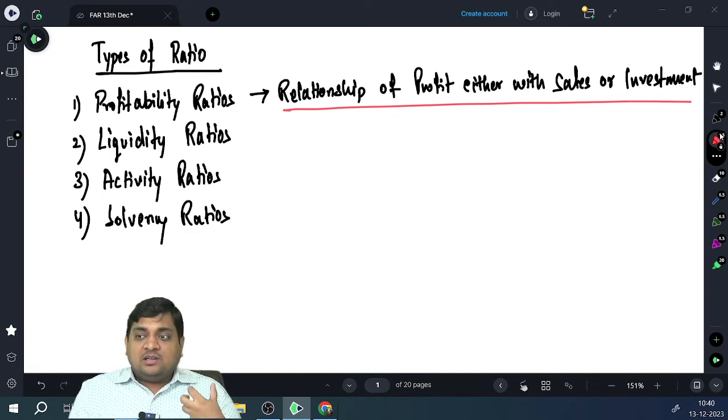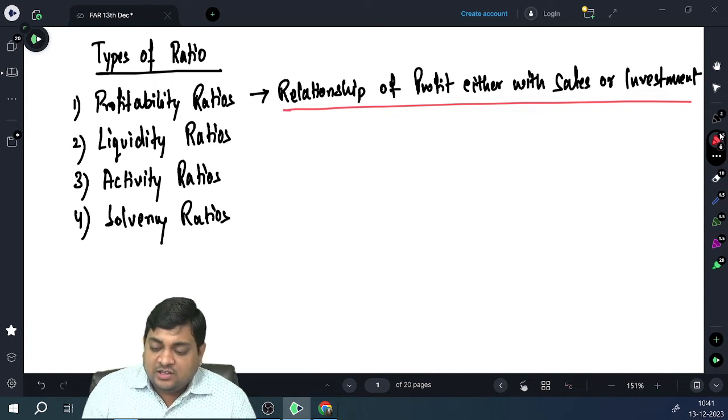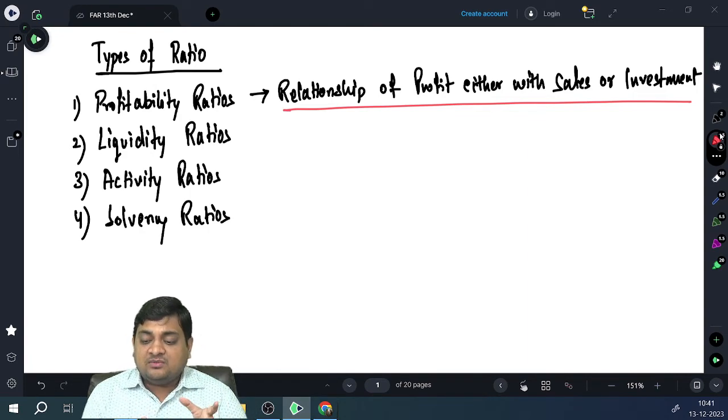How much you have earned, what is your cost of production, right? Suppose I have made a profit margin of say 30%. So by making a sale of 100 rupees, I am making a profit of 30. It means my cost of production is 70, right? On the other hand, there might be some other organization having a profit margin of 60, so in that case, their cost of production is 40, right? Similarly, we need to understand the relationship of profit with respect to sales or with respect to investments.